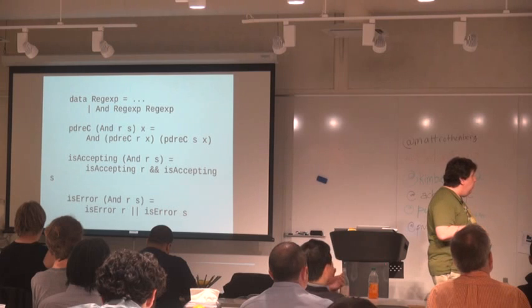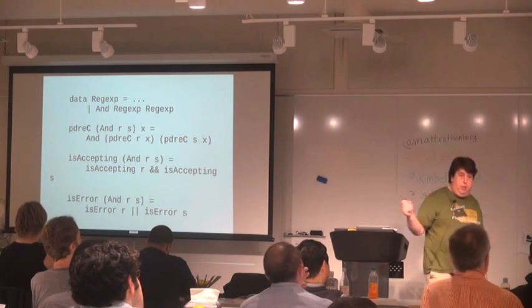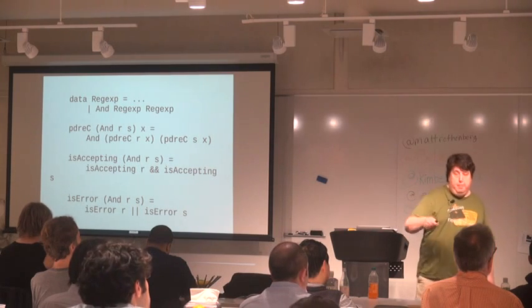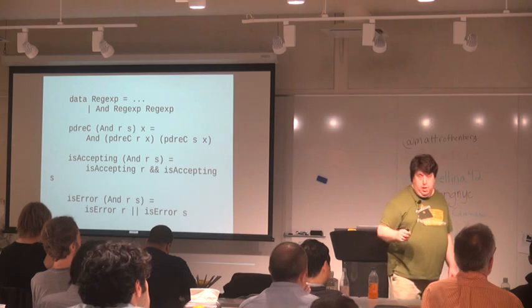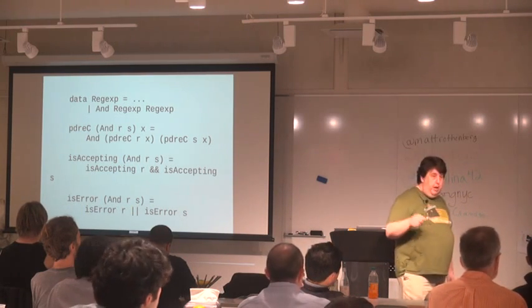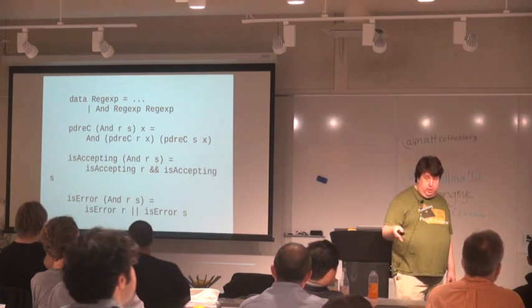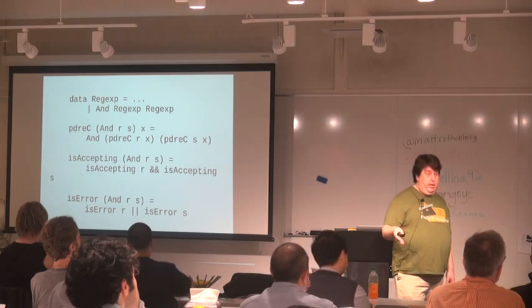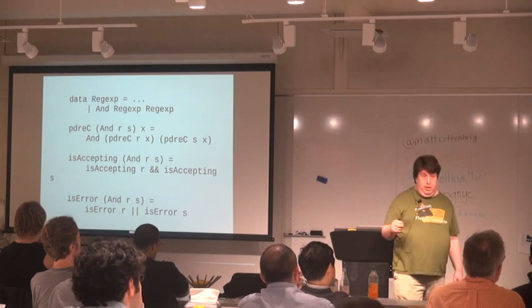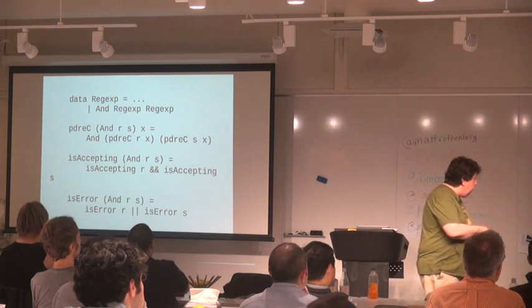Is accepting? It is only accepting if the empty string is in both sublists. So both subexpressions have to be accepting, because if the empty string is in one but not the other, it won't be in the intersection. Likewise, if either of the two subexpressions are in error, i.e. they're the empty list of all strings, then the intersection will be the empty list. The intersection with the empty set is the empty set, right? So this is how we do AND.